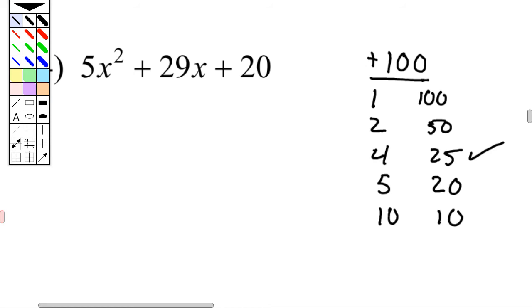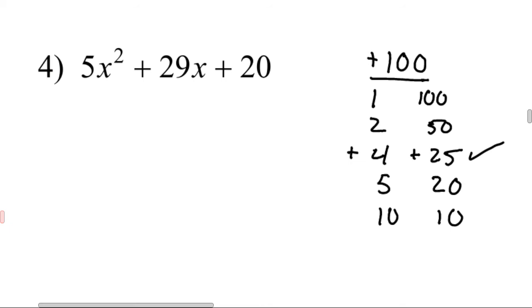So if they multiply to make positive 100, it's either a negative 4 times a negative 25. That would work. But notice they need to add to a positive 29, so that's not going to work. So, what's the only other option? If they were both positive. They multiply to make this, and they add to make this.